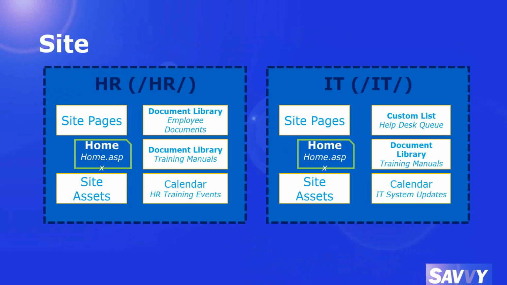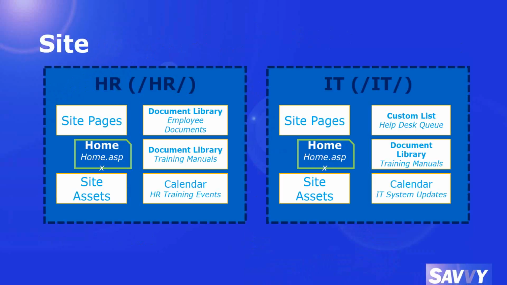It might contain a library that contains your web pages, such as your home page. It might have a library for site assets, and this might store things like images and documents that you want to display on that web page that a user navigates to. It can also have things like a document library called employee documents, another document library called training manuals, a calendar.